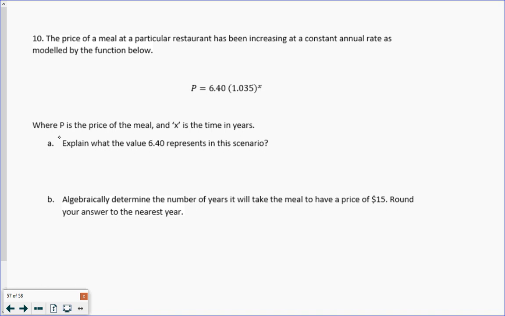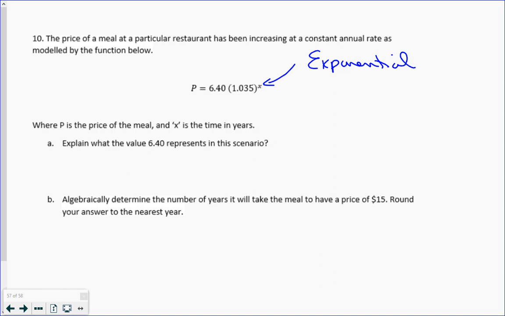has been increasing at a constant annual rate modeled by the function below. So P is the price of the meal, X the time in years. Okay, I mentioned this yesterday. When you notice you have a variable in the power position, that means that this is an exponential equation. Okay, so it is important that you recognize what unit you're in because that will help solidify the knowledge that you have in your brain for that specific unit.